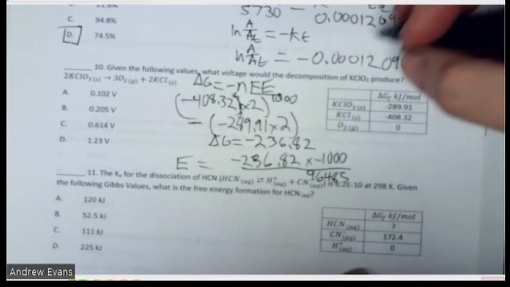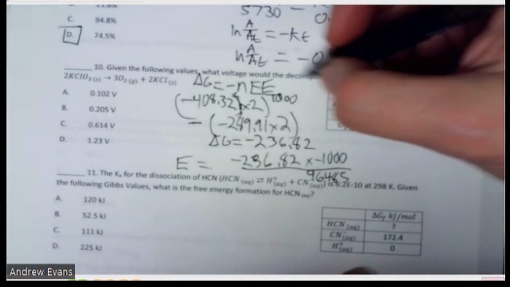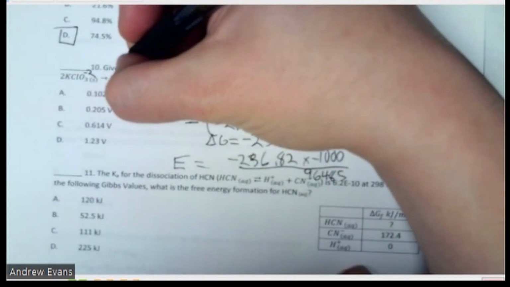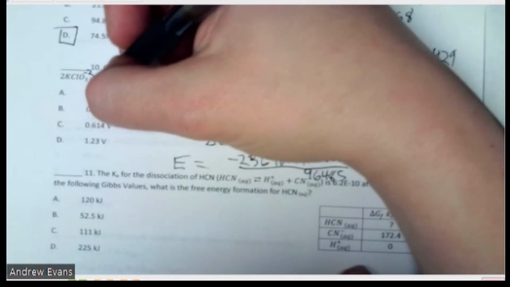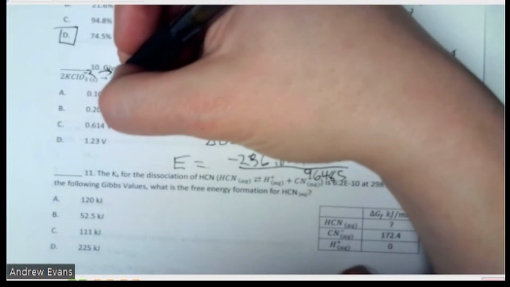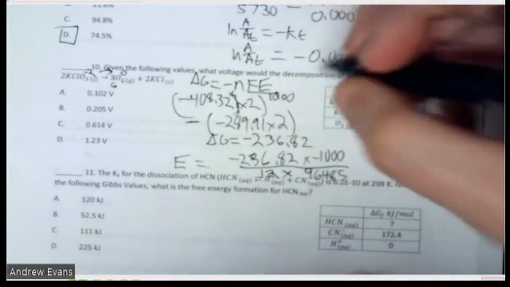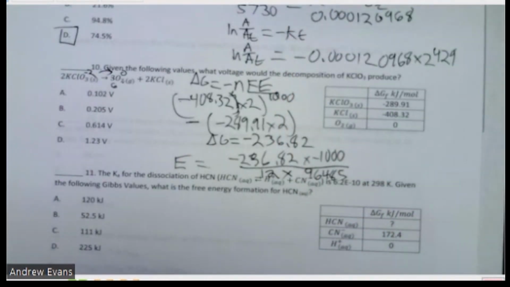The hardest part of this is finding the amount of electrons transferred. So here, oxygen is negative 2, oxygen is 0. How many electrons per oxygen? 2. How many oxygens? 3 times 2 is 6. So 2 times 6 is 12 electrons. So you get a voltage of 205.